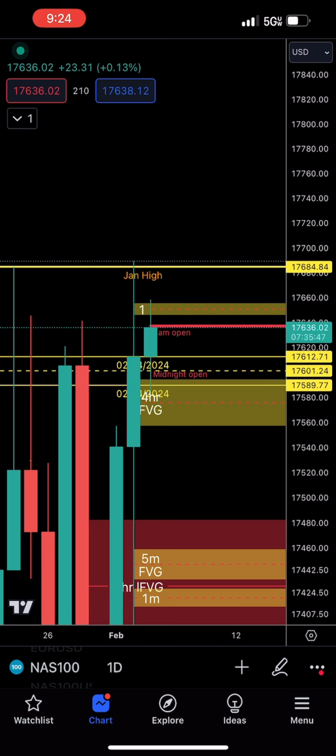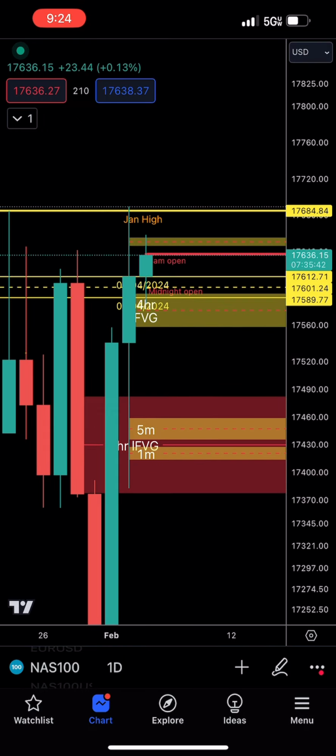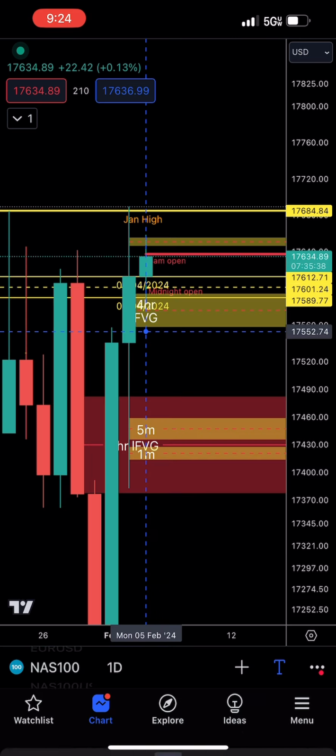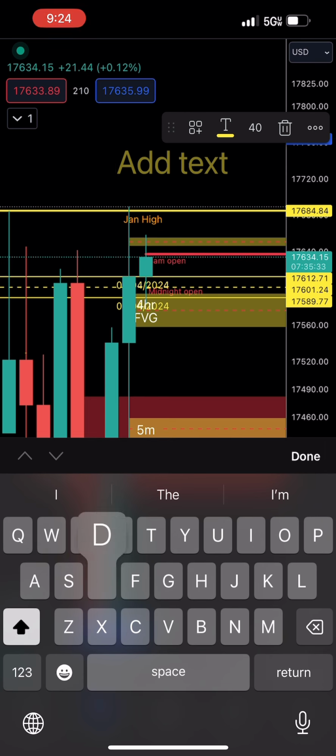Let's get straight into this breakdown on Nas 100. Today is a Monday. Okay, so I'm gonna do a top-down analysis for you guys today, starting on a daily chart. Okay, so the plan for me is always very simple.